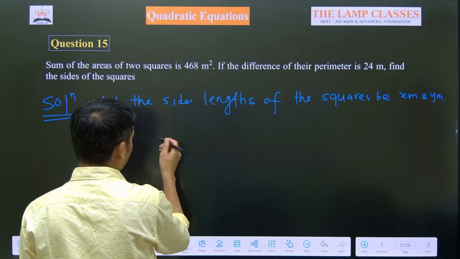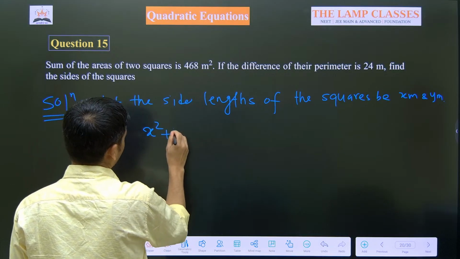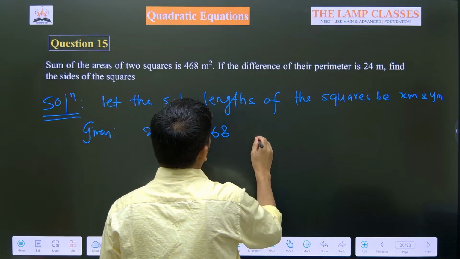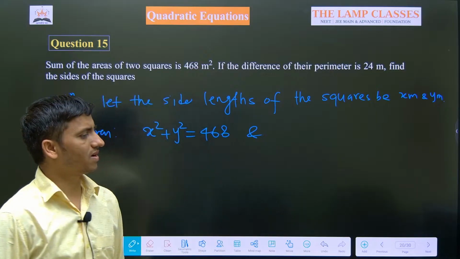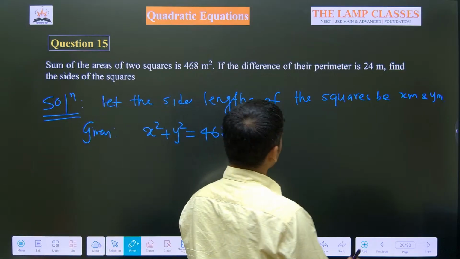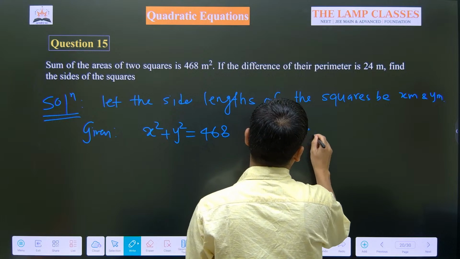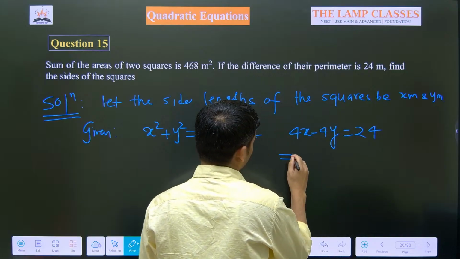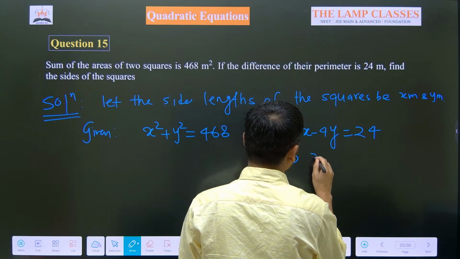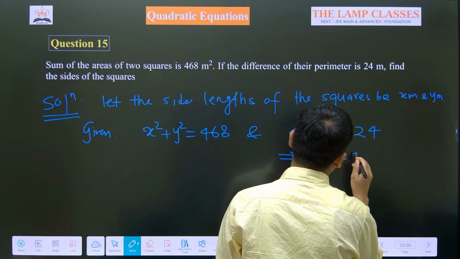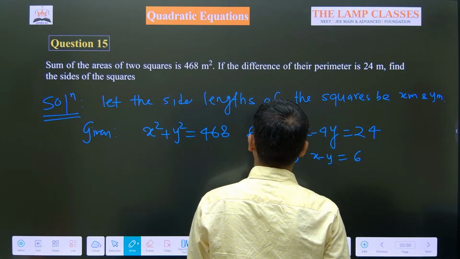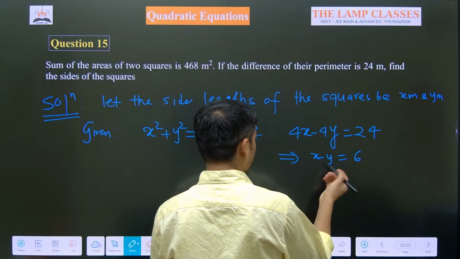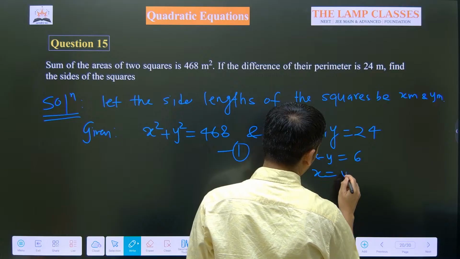Given. So area is square of the side, x square, right? So x square plus y square is 468, and the difference of their perimeter. So if side length is x, perimeter will be 4x minus 4y, that is given 24. And you can understand this is much easier, right? You can cancel 4, so it is x minus y is equal to 6. This is equation number 1. So what you can do, you can find either x in terms of y or y in terms of x, and then put it into the first equation.